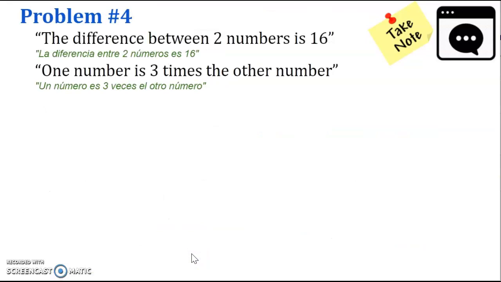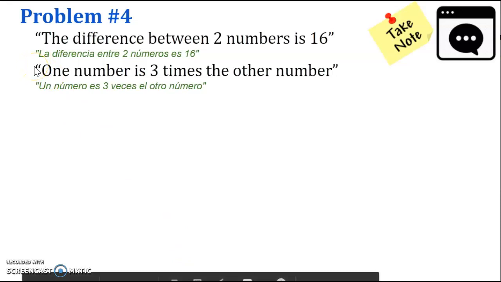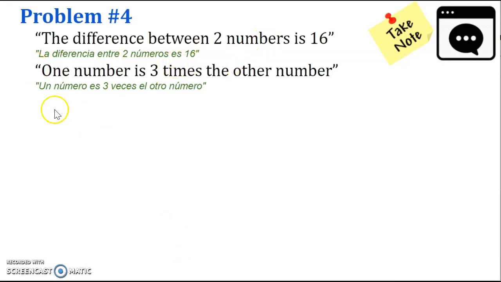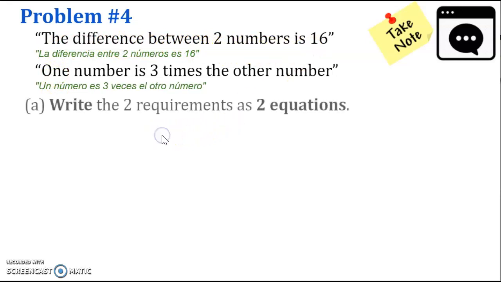Alright, so then problem number 4. I'm giving you another problem. This time we're going to get a little bit more complicated, and you are going to be taking notes as well as telling me your answers in private chat. The difference between two numbers is 16. Okay, so see if you can convert that to an equation. And one number is 3 times the other number. Okay, so one number is 3 times the other number.